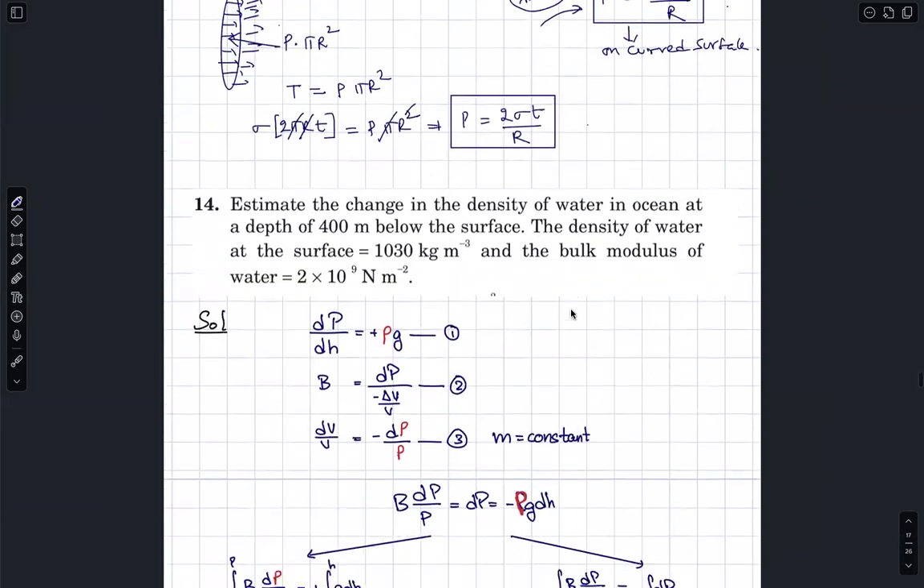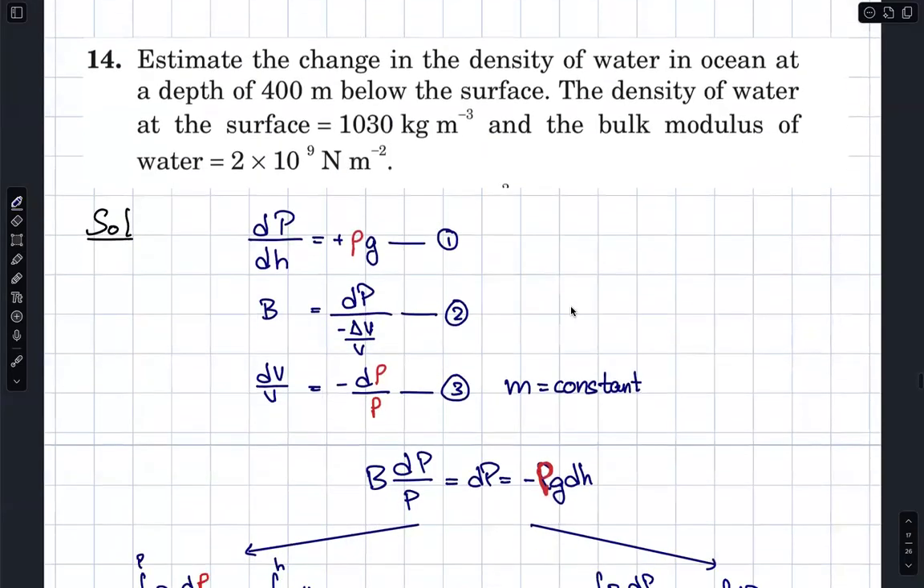Right. This is also one famous model, H.C. Verma question. Estimate the change in the density of water in the ocean at a depth of 400 meters below the surface. The density of water at the surface is given as 1030 kg per meter cube, and the bulk modulus of the water is also given.